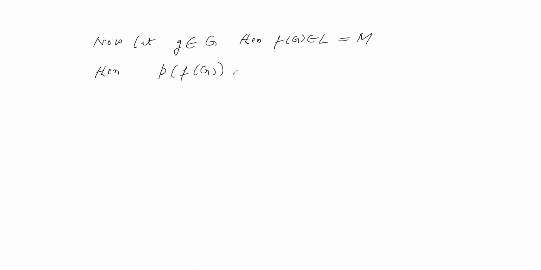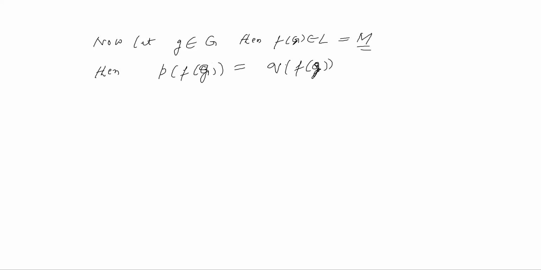Now let small g belong to G, then f of g belongs to L. L is the same as M. So then if you take Pf of g, now f of g is in L and L is the same as M. So therefore Pf of g has to be the same as Qf of g by definition of M. Pf of g is the same as Qf of g because f of g is in M.